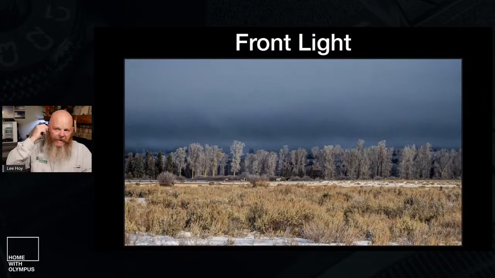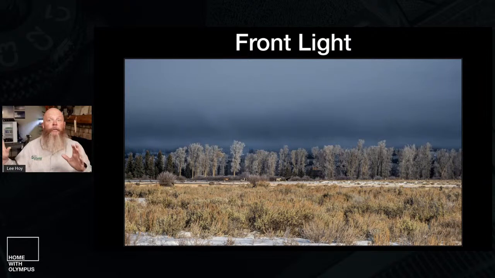This is in Grand Teton National Park this past winter. It was only about minus 16 degrees at this point. You see the hoarfrost, the horses in the background. This is front light. Front light is not when the light is hitting me on the front. It's when the sun is at a low angle behind us, falling on our subject. This is one of the easiest scenes to expose for. It's where your camera is probably the smartest if you're relying completely on the meter.